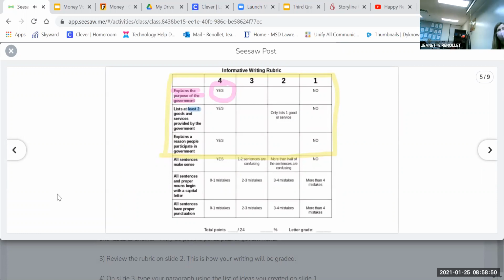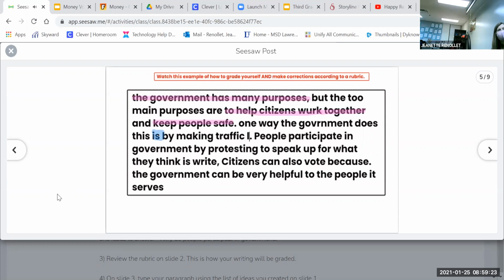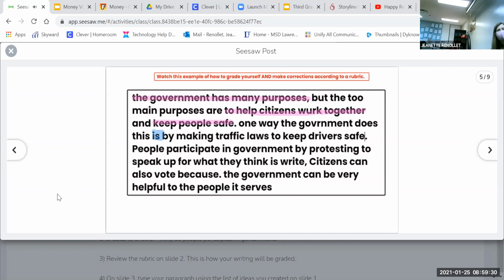Next, I have been asked to list at least 2 goods and services provided by the government. Oh, shoot, I don't think I did that. Let's see. One way the government does this is, I forgot right here to add those goods and services. So I'm going to continue to type. One way the government does this is by making traffic laws to keep drivers safe. Now I have given a good and service being the laws that are made to keep drivers safe.